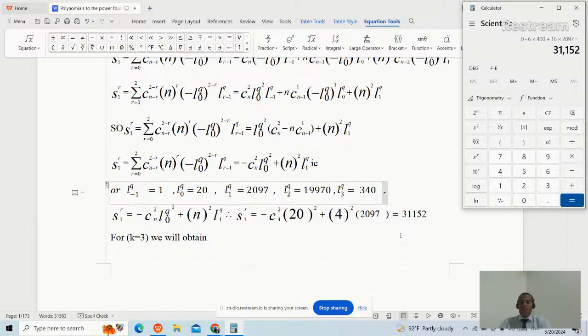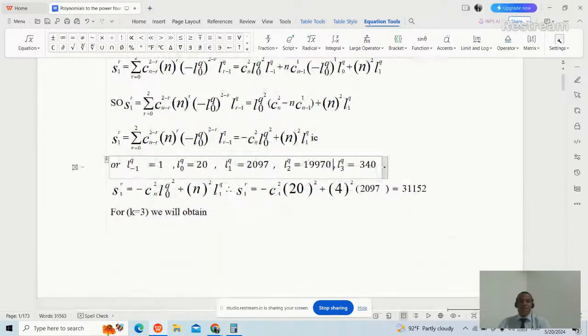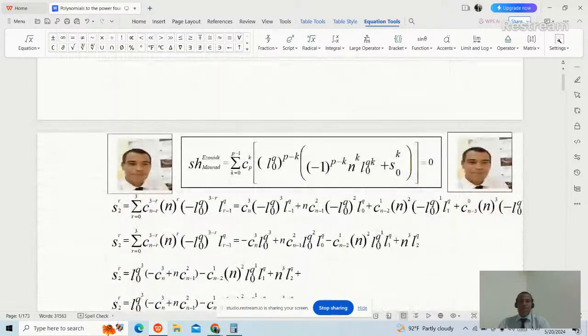31,152. Therefore, now I just calculate S1. We need to find S2 also, S3. Okay, we stop at S3 because n minus 1 will end this with S index of the 3 over the R. So we continue, learners.